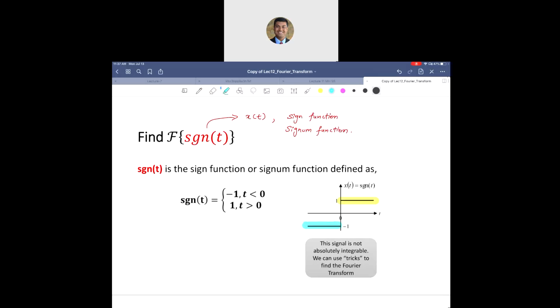So x of t is 1 when time is greater than 0, and x of t is minus 1 when time is less than 0, and at 0 there is a discontinuity. So that's the definition of the sine function or the signum function. That's our x of t now. Now this signal is not absolutely integrable, so to find the Fourier transform of this, we will have to use some tricks.